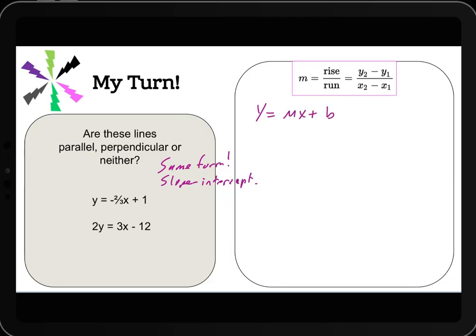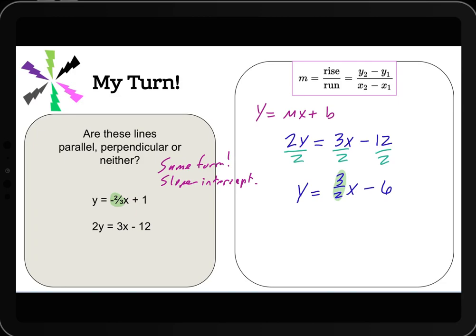In order to do that, we need to solve for y first, and we can take this equation at the bottom and write that up here at the top. We have 2y equal to 3x minus 12. We're going to divide everything by 2 because we want to solve for y first. When we divide that by 2, what we end up with is y equals 3/2 x minus 6. This is important because now I can compare this slope with this slope.